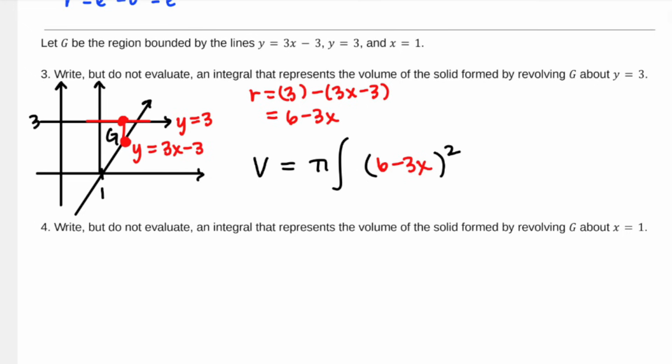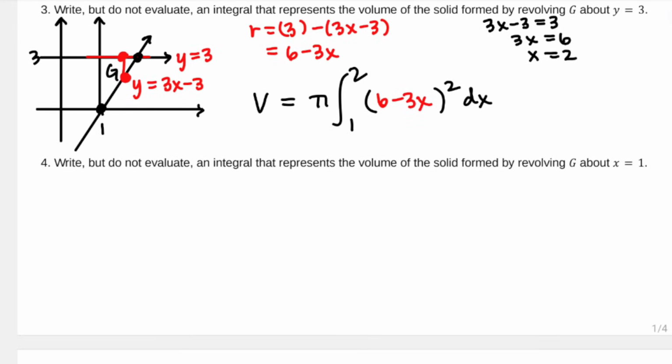squared. Okay, we're integrating with respect to x, and it looks like x is going to run from 1 up to, okay, we're going to need to figure out that x coordinate. But we've got enough to figure it out. We look at the two lines that it's on. It's on y equals 3 and y equals 3x minus 3, so I'm going to set them equal to each other. Add 3 to both sides. And I'm going to divide by 3, and I'm going to see, okay, that's x equals 2, so I'm going to be integrating from 1 to 2 if I was integrating, but it said write but don't evaluate, so that's going to be far enough for us.